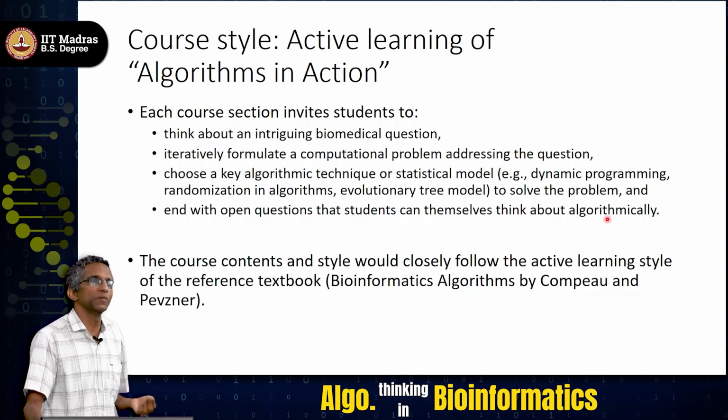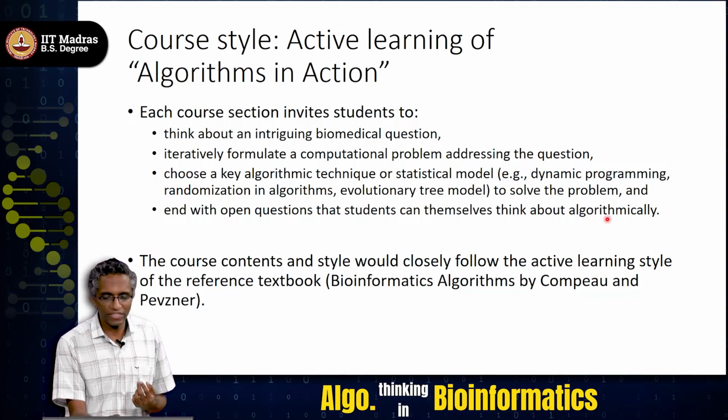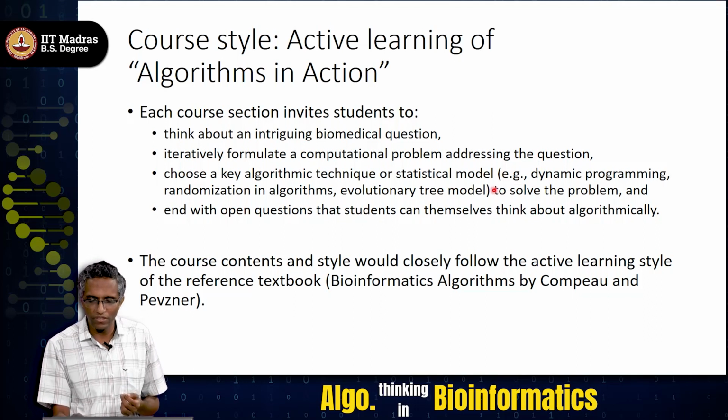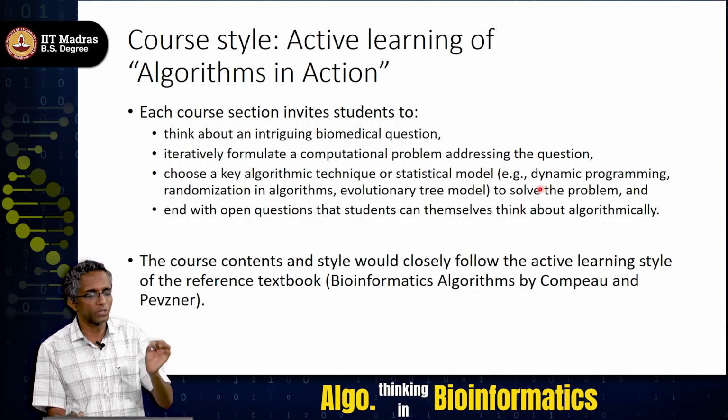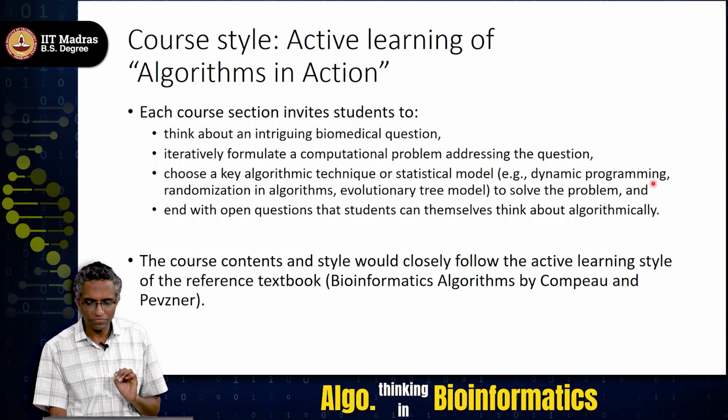And once you have a clear problem statement, then you can choose a key algorithmic technique or a statistical model, like I said, dynamic programming or greedy algorithms or randomization in algorithms, evolutionary tree models, whatever, or certain machine learning models to solve the problem, whatever is the appropriate model or the appropriate algorithmic solution for this particular problem.